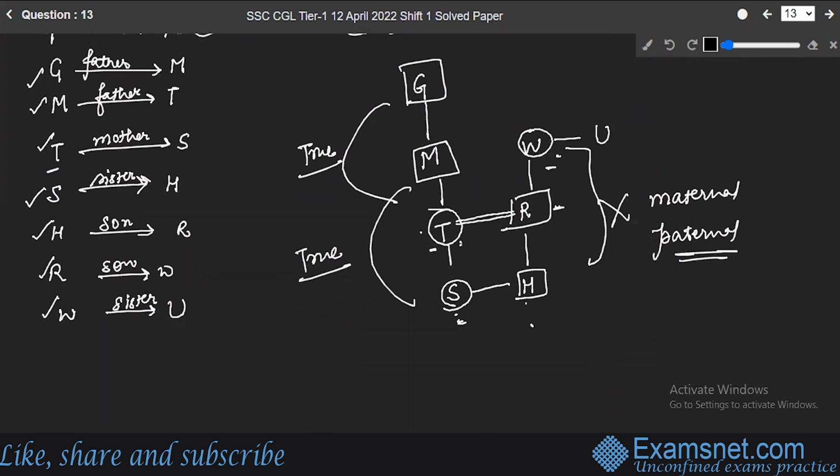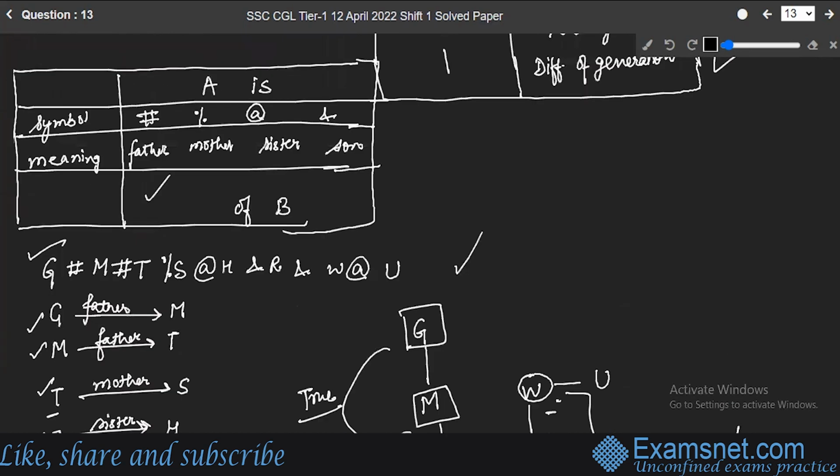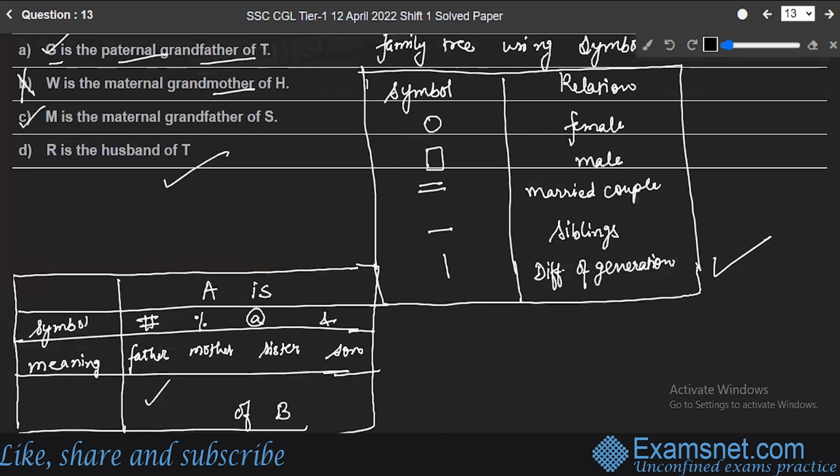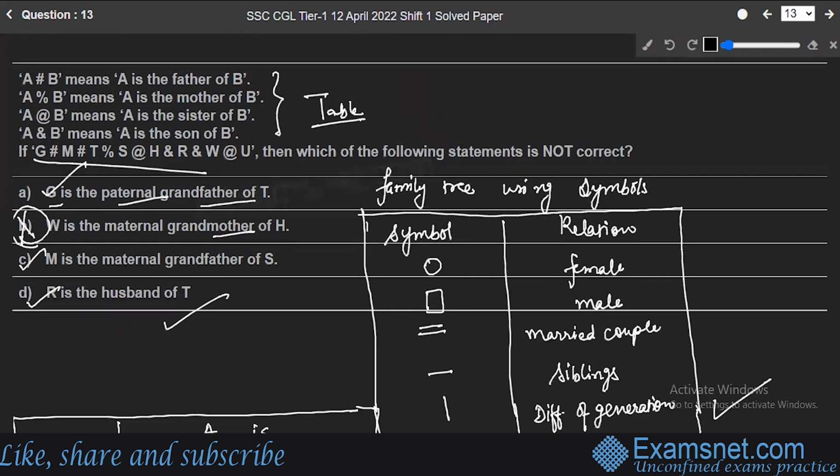Why? Because they both are parents of S and H. So they are husband and wife. As T is mother of S and S is sister of H. H is son of R. So R and T, they are husband and wife. That's true. Okay, so even this is the last one. This is also true. So which one is false is option B. That is what you have to pick up, which is not correct. Option B is incorrect. Hope you are clear with this.